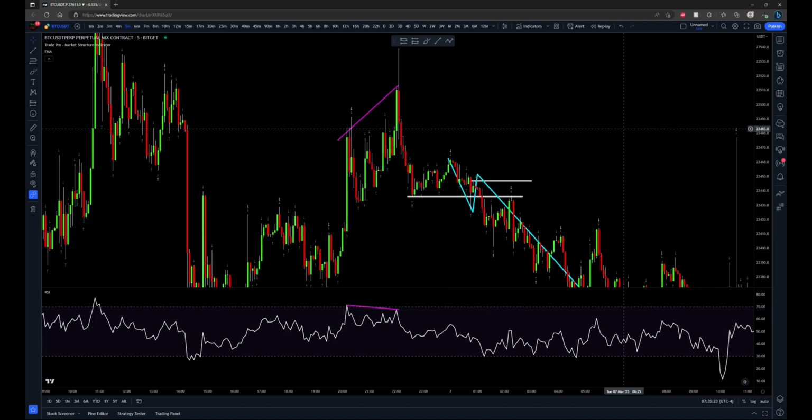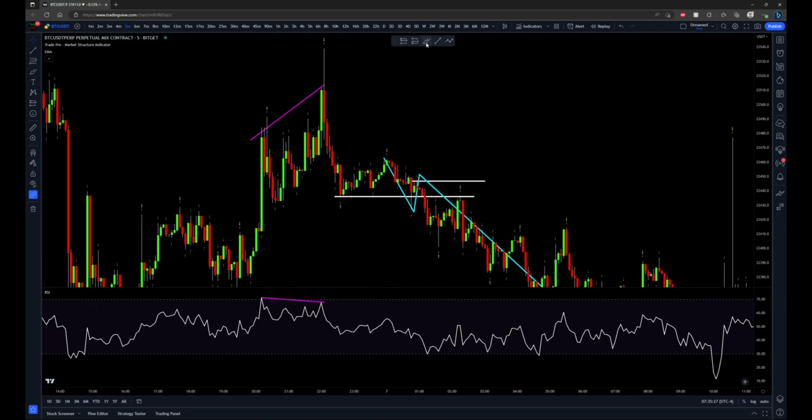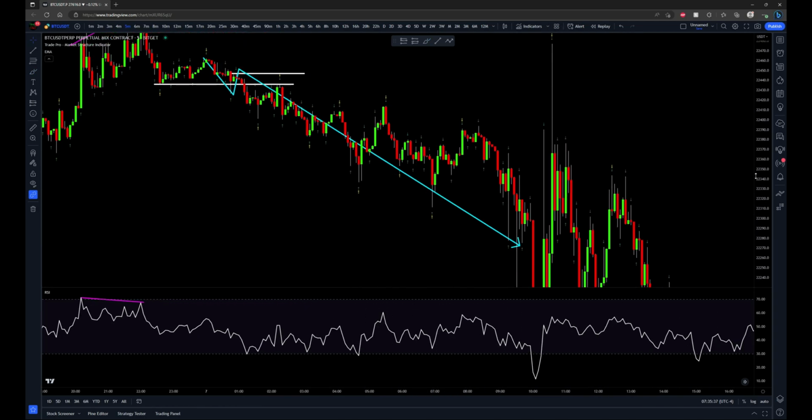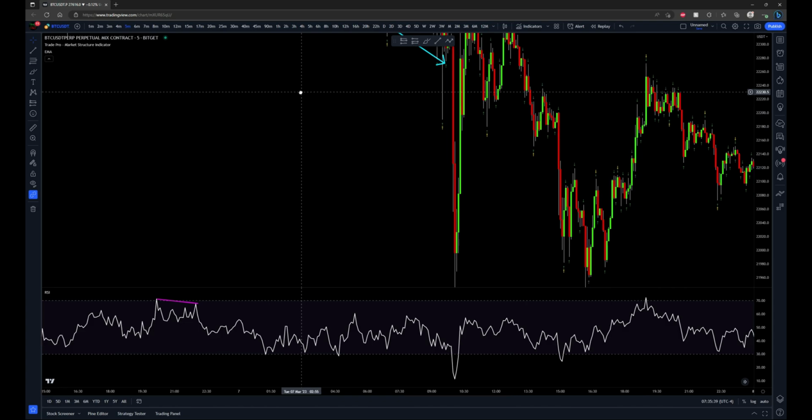Next setup here with regular bearish divergence under the 200 EMA. So we're waiting for a bearish market structure break of the intermediate term structure. Breaks right here, wicks up, and then we get a push down. Price continues down for quite some time. Big moves down.